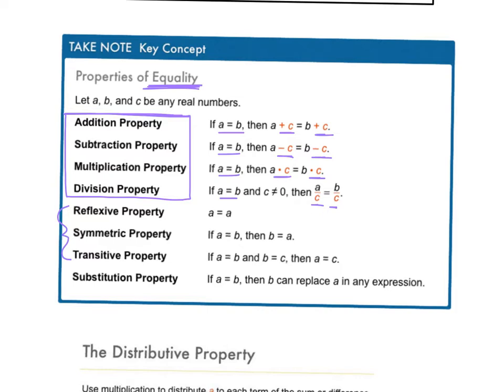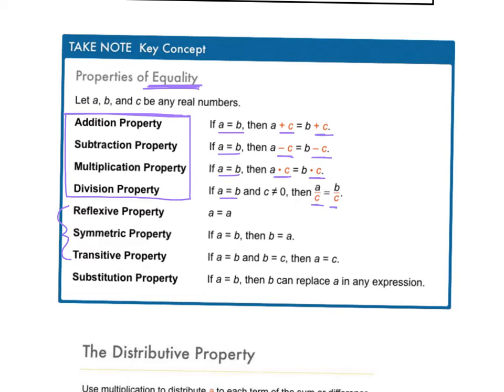I always tell people, think of reflexive as a reflection, right? If I look in the mirror, what do I see? Me, right? I see exactly the same thing as is standing on the other side of the mirror. So X equals X, in other words. Brooke equals Brooke. Okay, that's the reflexive property. I see my reflection in the mirror.